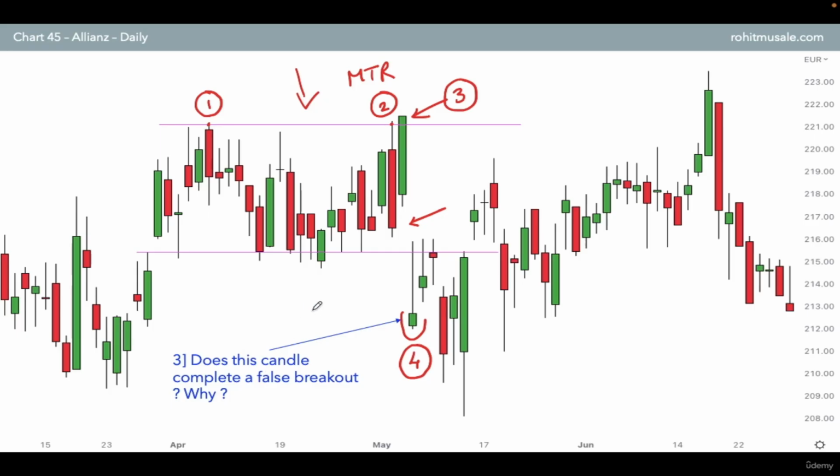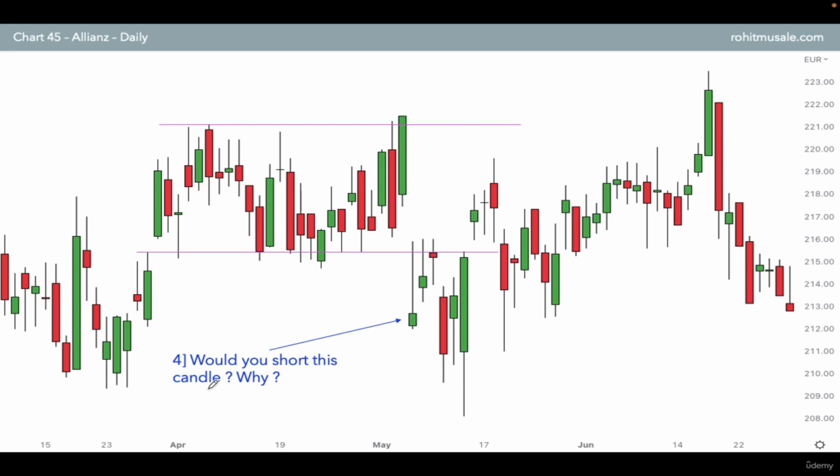So this highlights the importance of looking at each candlestick very carefully. People who do not understand candlesticks will never know what I'm trying to explain here. But now that you know the 4 steps, you can clearly see that this candle is completing that false breakout. It is confirming that this was a false breakout.